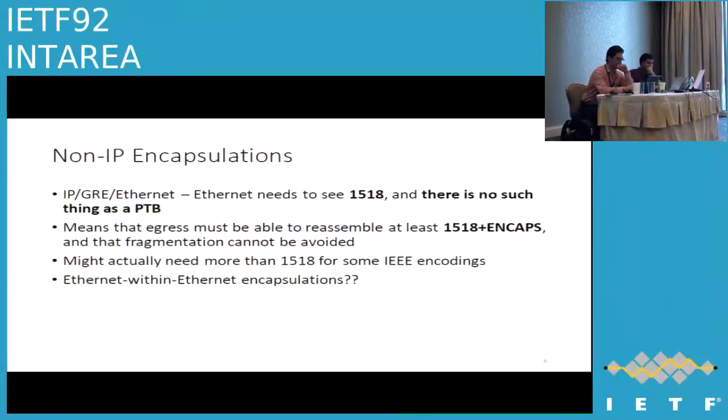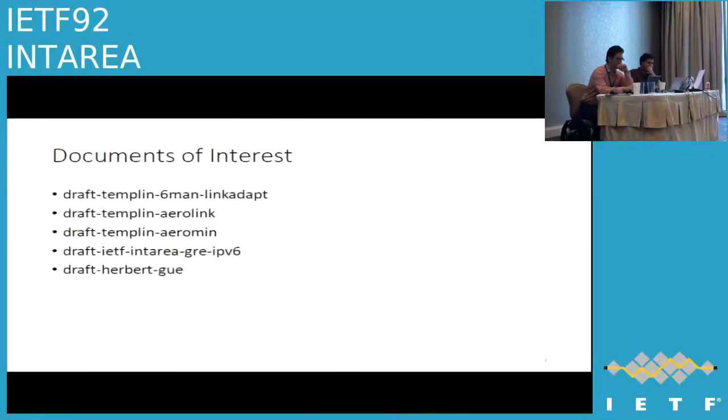Next chart. So documents of interest, we have this draft template 6-man link adapt, which is talking about the advisory packet too big messages. Draft template arrow link and arrow min. Also the Intarea GRE IPv6 document and draft Herbert GUE. And that's my lightning delivery of this talk on advisory packet too big messages. Questions?